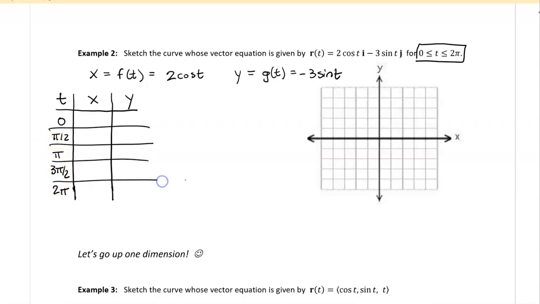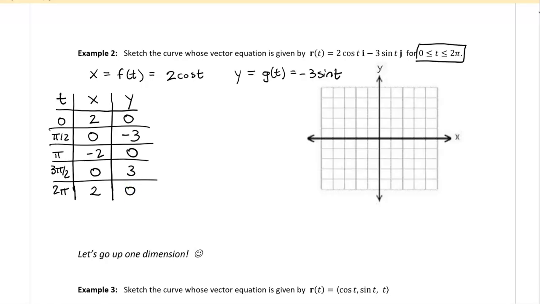When we plug in 0 in for t, 2 cosine of 0 is 2, negative 3 sine of 0 is 0. 2 cosine of pi over 2 is 0, negative 3 sine of pi over 2 is negative 3. Plugging in pi, 2 cosine of pi is going to be negative 2, negative 3 sine of pi is going to be 0. 3 pi over 2, so 2 cosine of 3 pi over 2 is going to be 0, negative 3 sine of 3 pi over 2 is going to be positive 3, and then finally 2 pi is going to match us plugging in 0. It's going to give us 2 and 0 for x and y respectively.